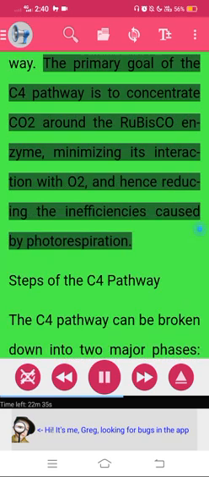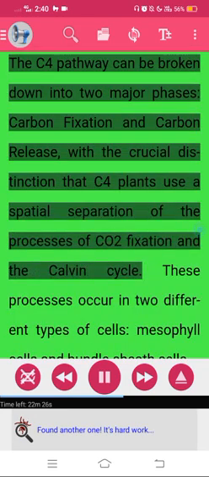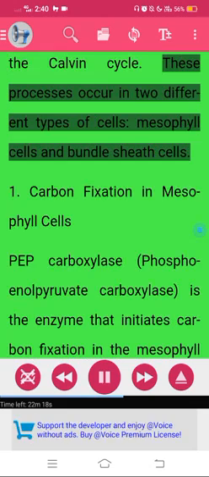The primary goal of the C4 pathway is to concentrate CO2 around the Rubisco enzyme, minimizing its interaction with O2, and hence reducing the inefficiencies caused by photorespiration. Steps of the C4 pathway. The C4 pathway can be broken down into 2 major phases, carbon fixation and carbon release, with the crucial distinction that C4 plants use a spatial separation of the processes of CO2 fixation in the Calvin cycle. These processes occur in 2 different types of cells, mesophyll cells and bundle sheath cells.